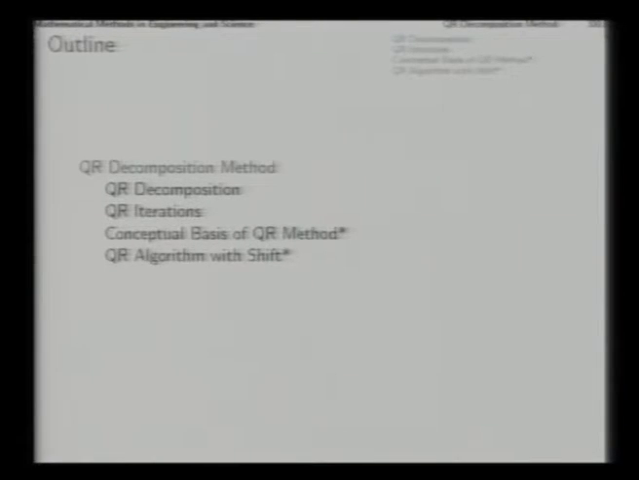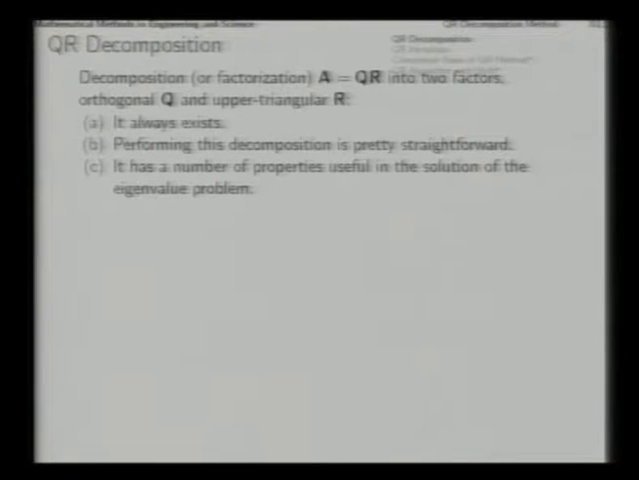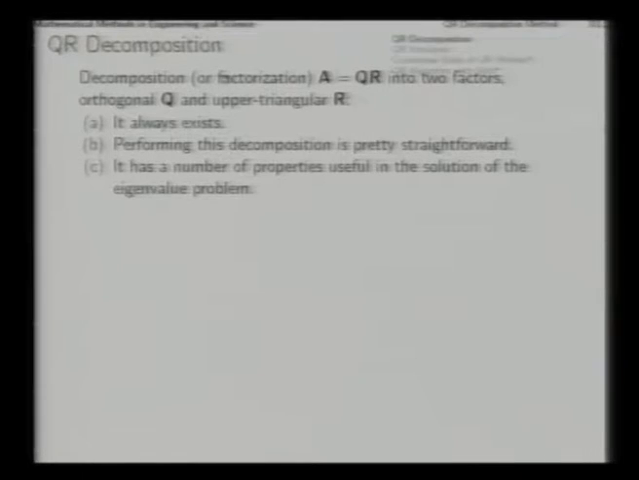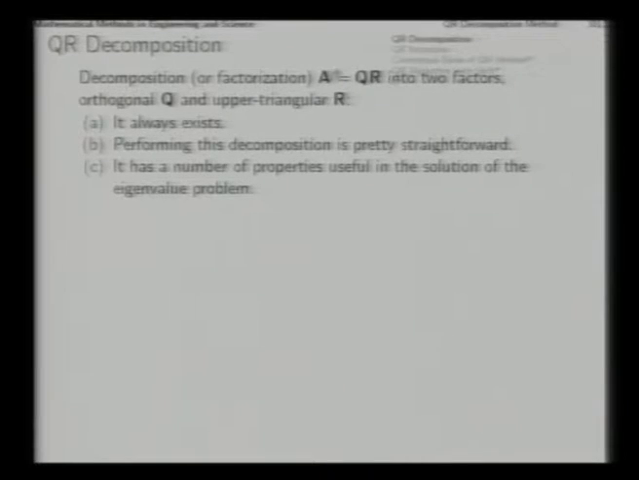First, the idea of QR decomposition. The decomposition itself is quite straightforward. The QR decomposition is the decomposition of a matrix into two factors Q and R, in which the first one, the Q factor, is orthogonal, and the second one, the factor R, is upper triangular. The good point about QR decomposition is that it always exists. Whatever matrix you give, one can decompose it into Q and R factors.